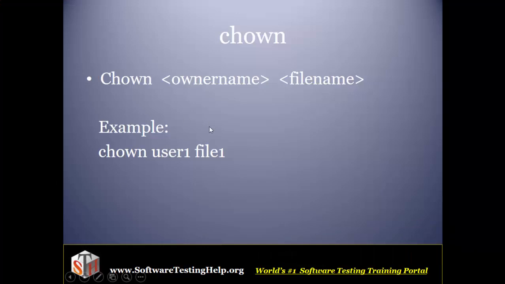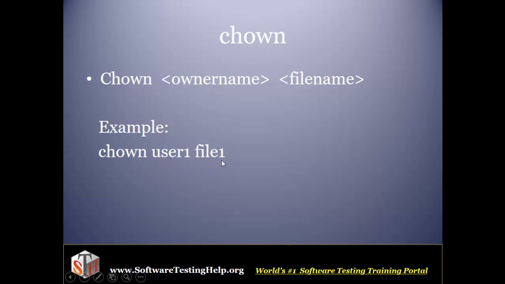Now let's move to the next command called chown. chown is used to change, as we had discussed, the file ownership. The syntax is chown, then the owner name, and then the file name. We have taken the example chown user1 file1. Earlier, let's say some other user like root had access to file1. Now if we give chown user1, user1 becomes the owner of file1.